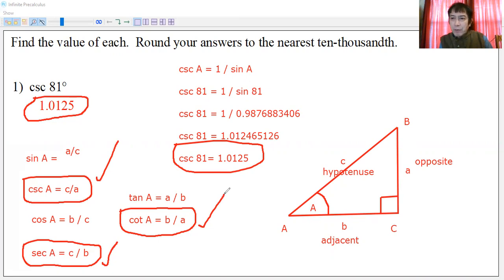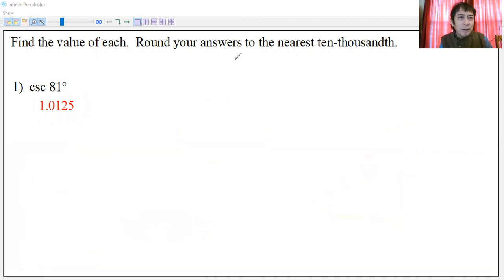So if your calculator is only equipped with sine, cosine, and tangent, then you have a way to get the other three. Just get the reciprocals. Although modern graphing calculators and scientific calculators have all six. All right, let me clear the screen and proceed to the second number.